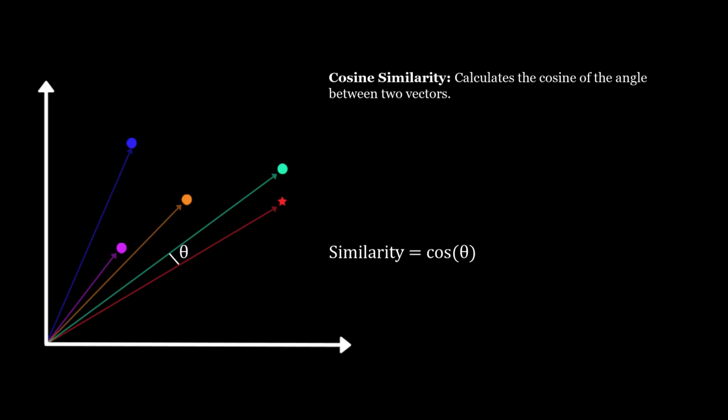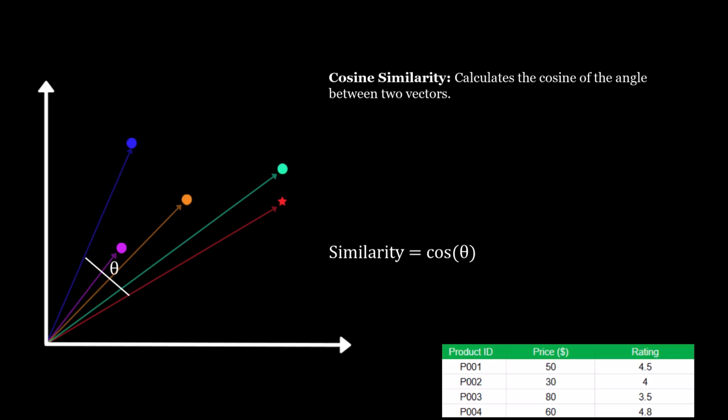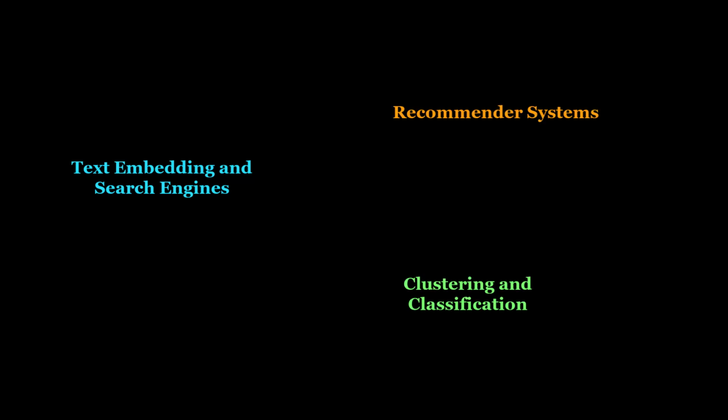For example, in our product recommendation system, you can use cosine similarity to compare the user's preference vector with each product vector to identify the most aligned direction. This is especially helpful in scenarios where data features may have vastly different scales, but their relationships matter more. This makes the cosine similarity very useful in different applications such as text embeddings and search engines, recommendation systems, clustering and classification, and even retrieval augmented generation or RAG systems.